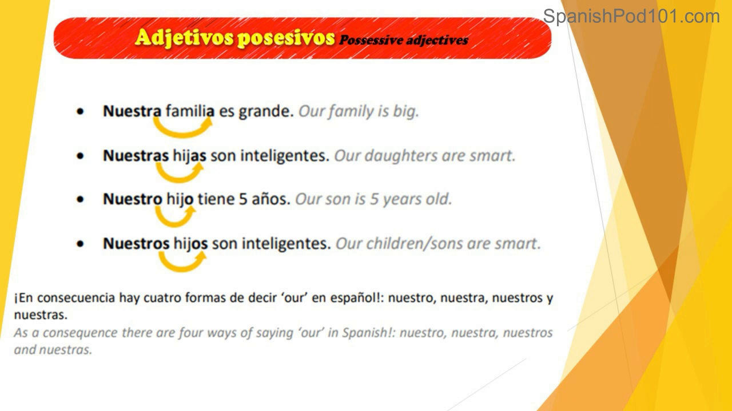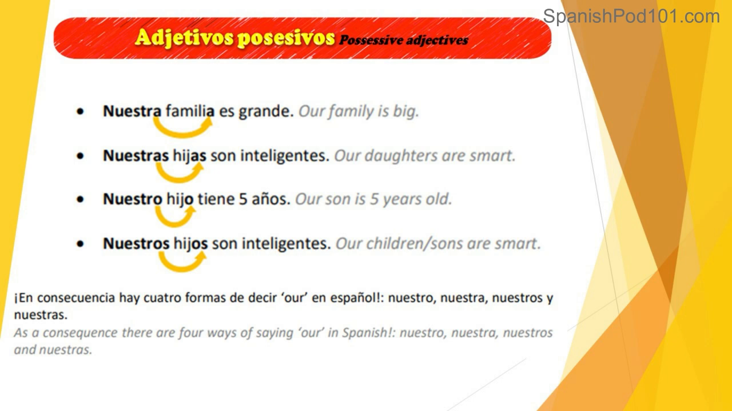Es grande. Let's have a look at another example. Nuestras hijas son inteligentes. Our daughters are intelligent or smart. As you can see in this case, what we are possessing or what we're talking about is hijas, which is in the plural femenino form. That's why we have to say nuestras.